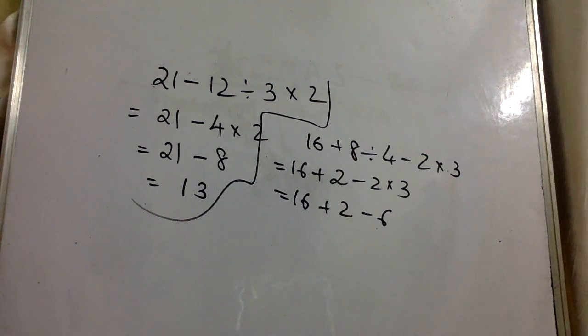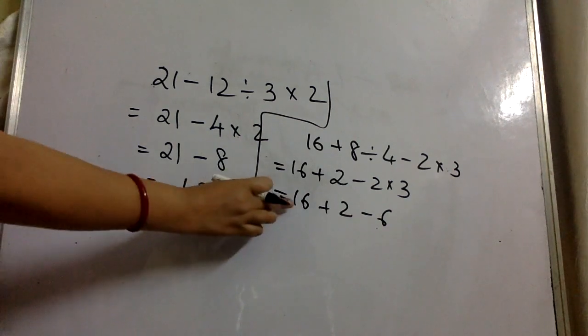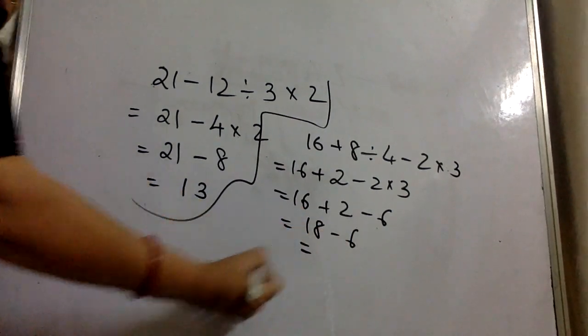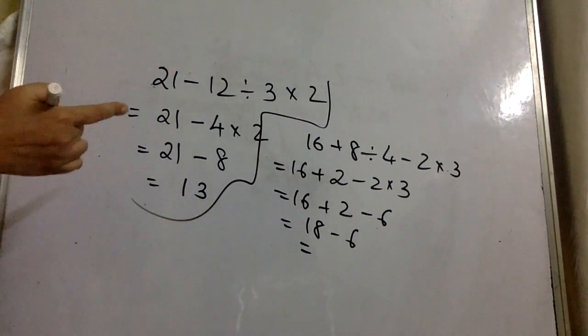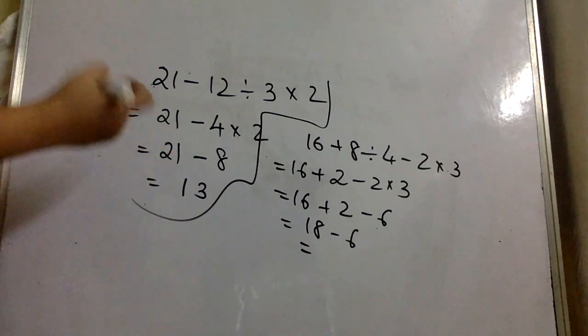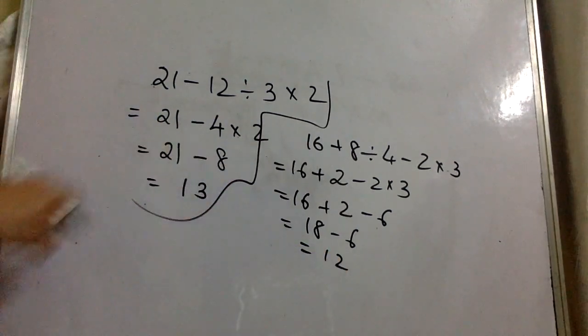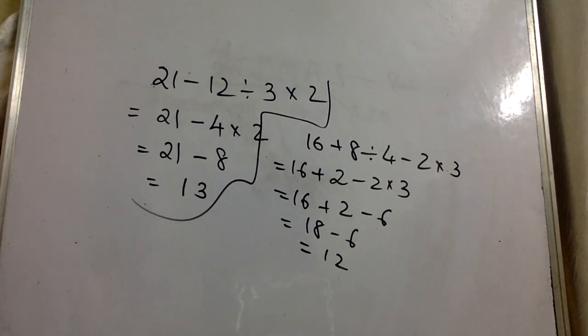Okay, so now you see we have worked on the multiplication and the division. Now we are left with the addition and subtraction. So we are going to take up this, and that's an 18 minus 6. Now 18 minus 6, that is how much? 12. Okay, so that is our final answer. So the first sum was done with 3 operations. The second sum was done with 4 operations.